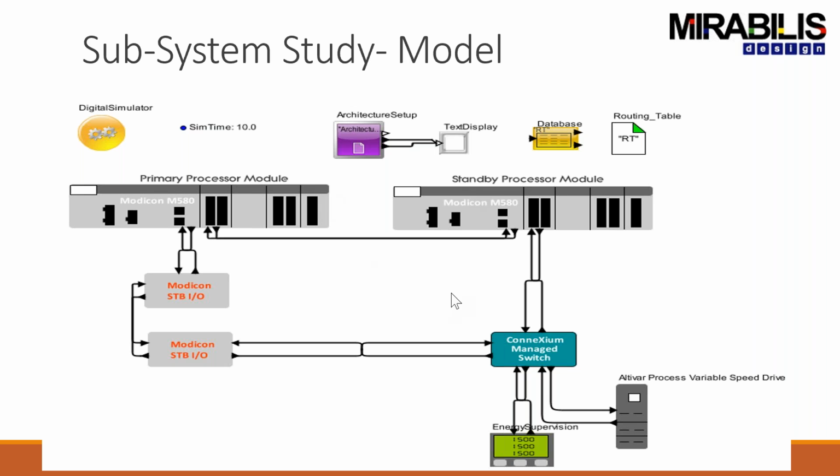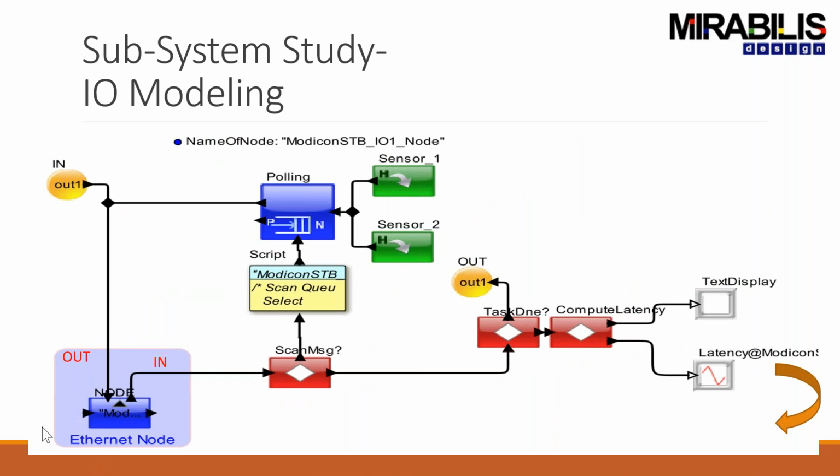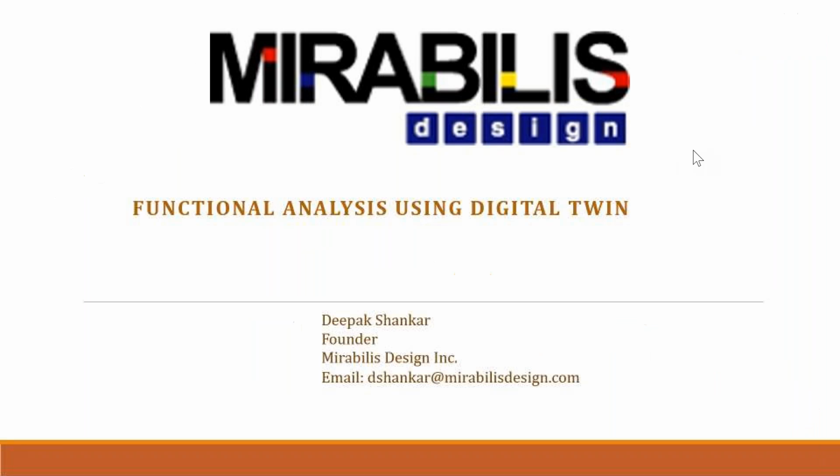Okay. As you can see, these were the subsystems. There's the mapping to the processor. There's the node interface, and these are all the sensors on the IO backplane. So it allows me to study my overall design.